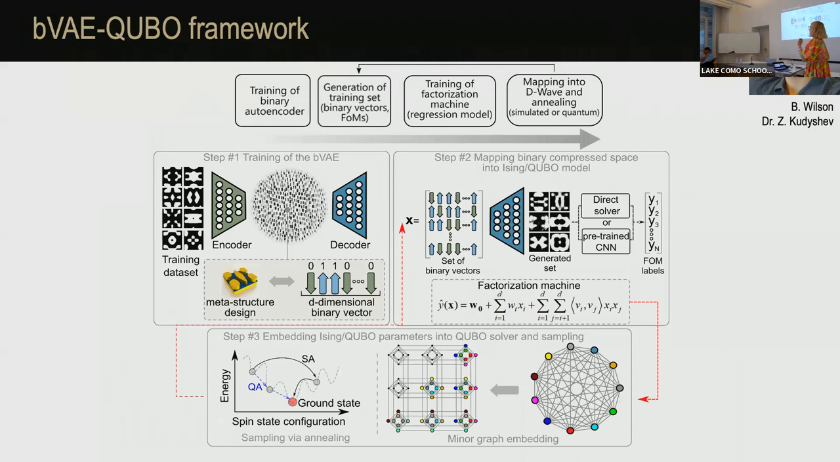The first step is very critical because the ability to convert whatever problem or training set you have into a set of binary vectors is not easy. You lose a lot of information here. And you have to reduce dimensionality, otherwise you won't be able to encode it in any of the quantum simulators. But at the same time, you have to be careful not to lose too much information. And then there is mapping the binary compressed space into the QUBO model. So you get your coefficients and then you embed these parameters into the solver itself.